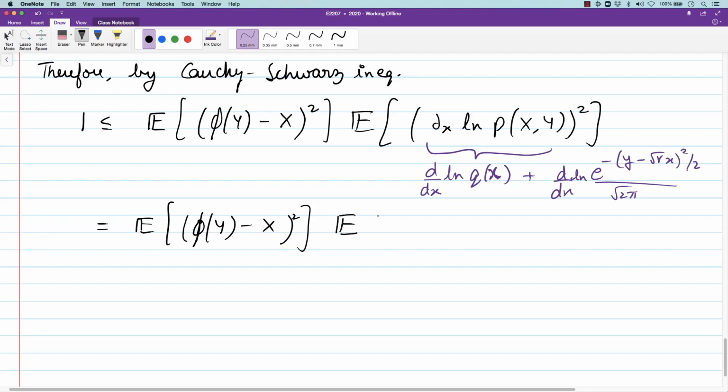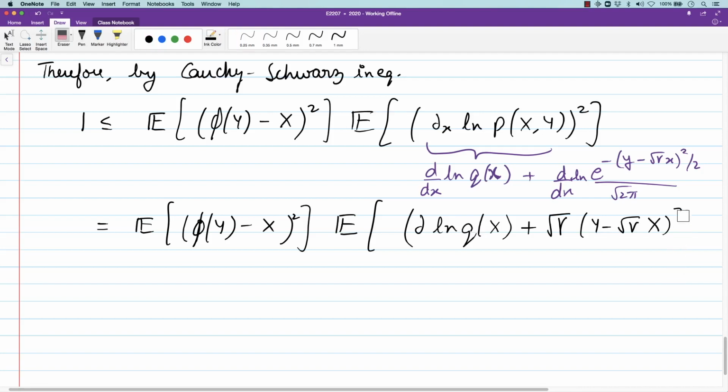the expected value of this mean square error times the expected value of this derivative plus, now what is this guy here? This is root gamma into y minus root gamma x, and whole square.